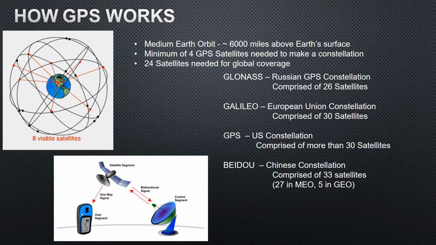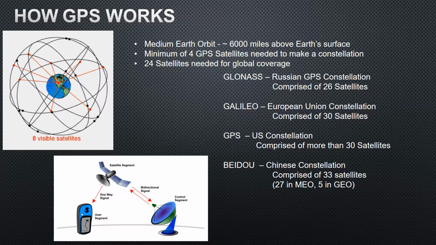As you can see in the picture to the upper left, it depicts that a receiver is receiving 8 visible satellite hits. Now, the more satellite hits the receiver gets, the more accurate a coordinate it has. And the only way that GPS communicates is through a control segment and a user segment, as depicted in the picture below. The constellations that exist currently are GLONASS for the Russians, Galileo for the European Union, GPS for us, and Beidou for the Chinese.